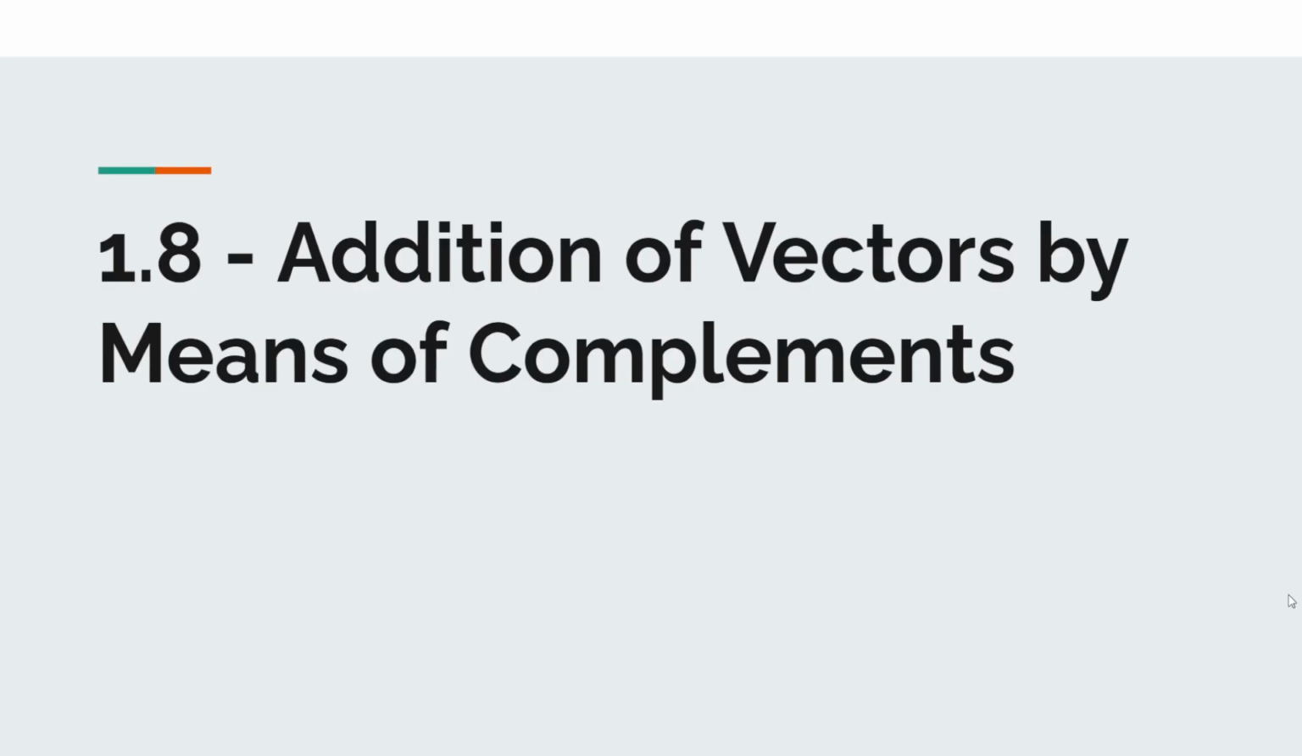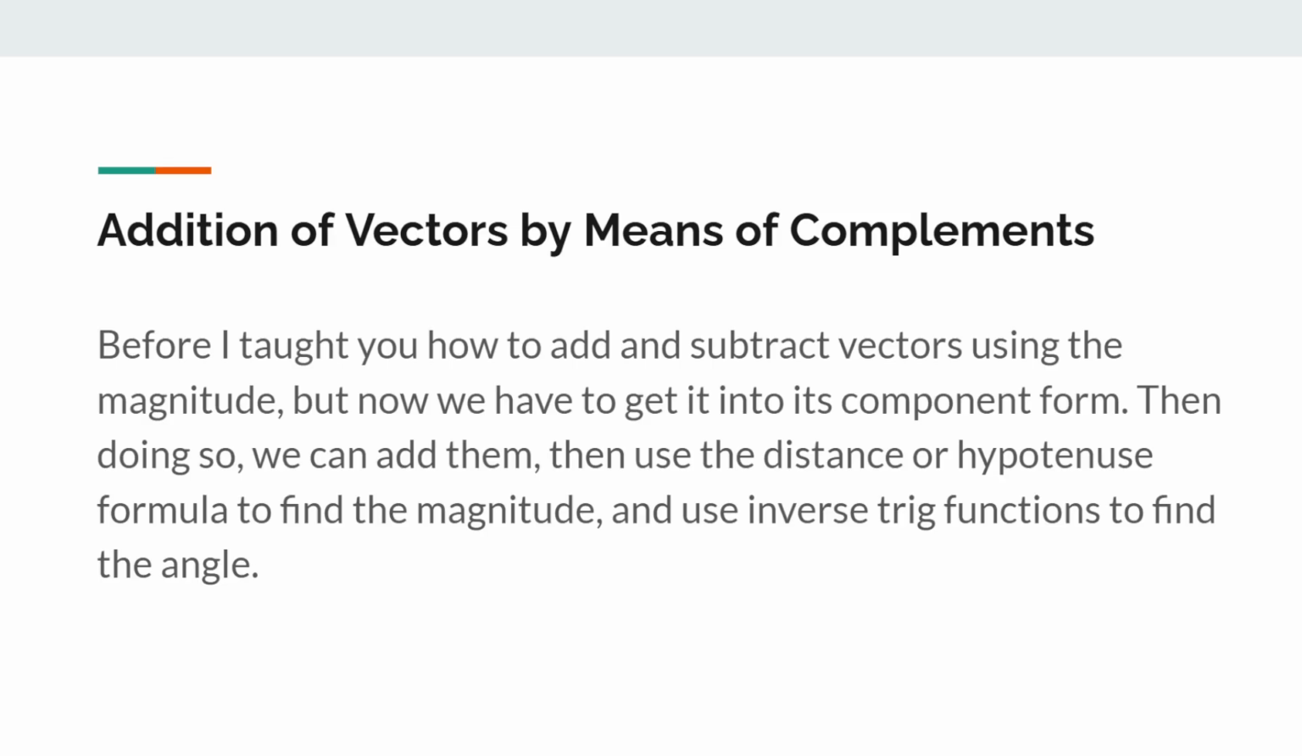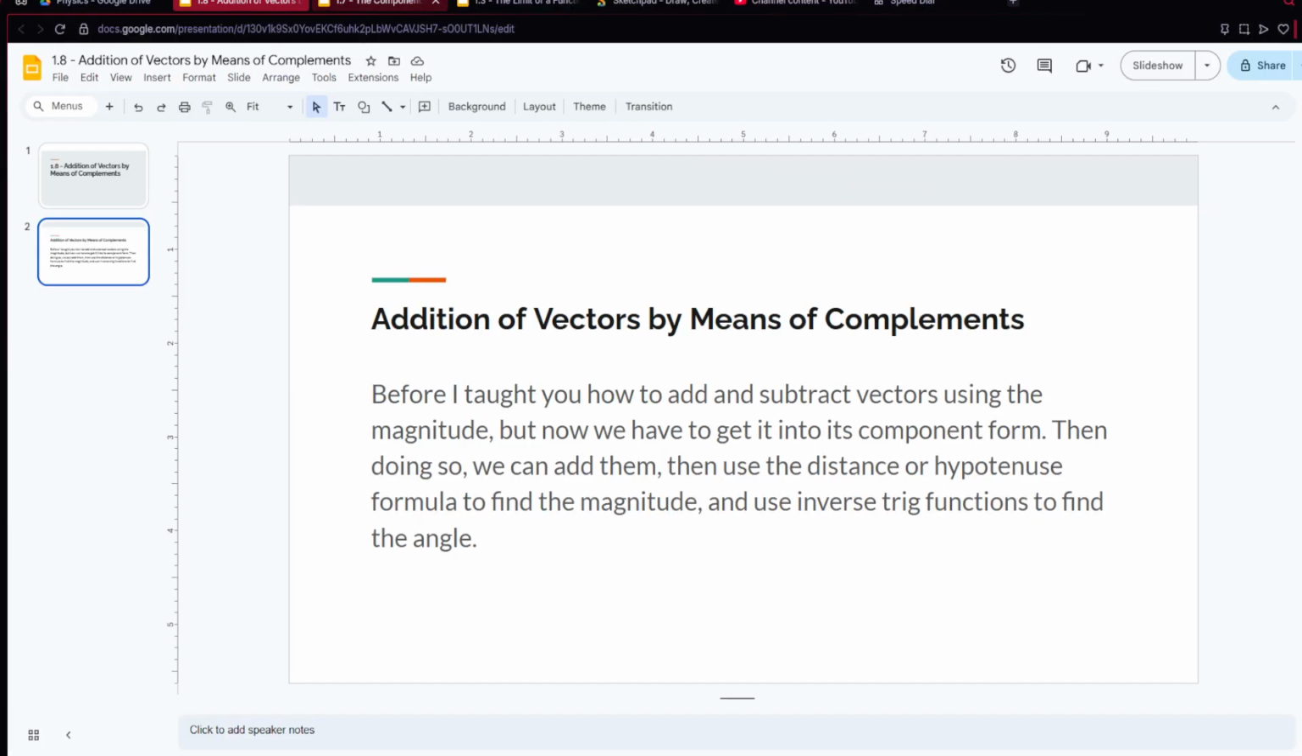1.8, this is really simple. Just even further extrapolation of the last lesson. Before, I taught you how to add and subtract vectors using the magnitude, but we have to get into component form. Then, doing so, we can add them using the distance or hypotenuse formula. So before, which I actually didn't do because I taught the quicker method, or the more advanced method.